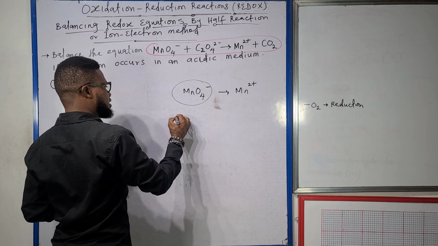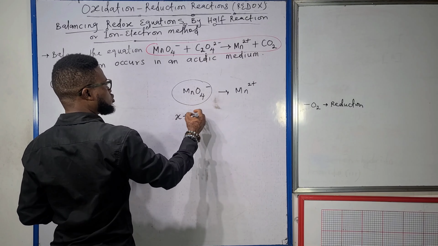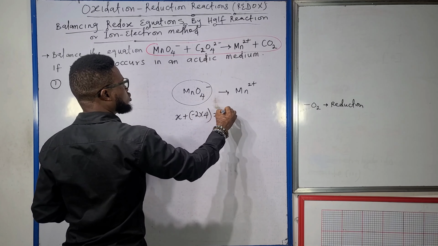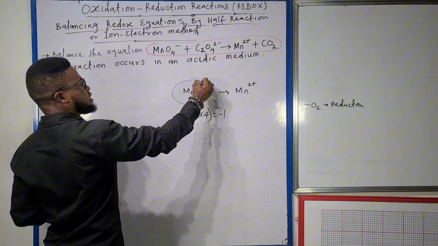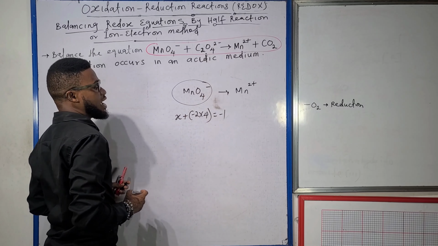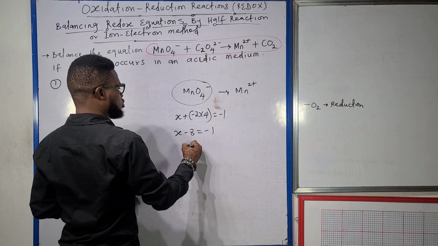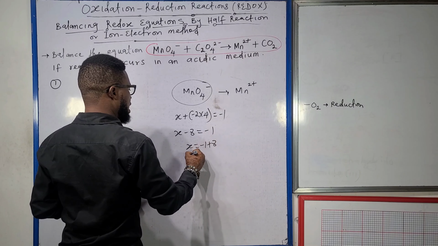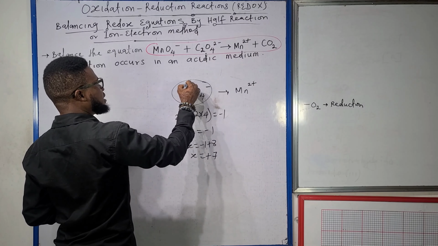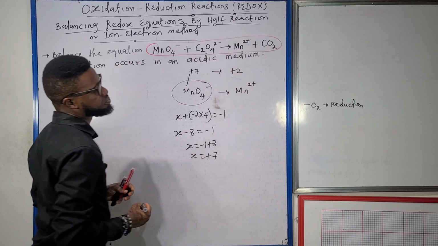Talking about manganese, let my manganese be x. Oxygen is minus 2 times 4, that is minus 8, all equals minus 1, because this is a radical and the sum total of all the oxidation states equals the charge that we have here. So this is x minus 8 equals minus 1. So x equals minus 1 plus 8. x equals plus 7. So what this means is that my manganese had moved from plus 7 to plus 2.